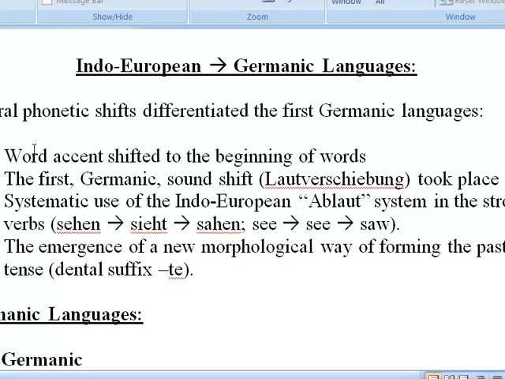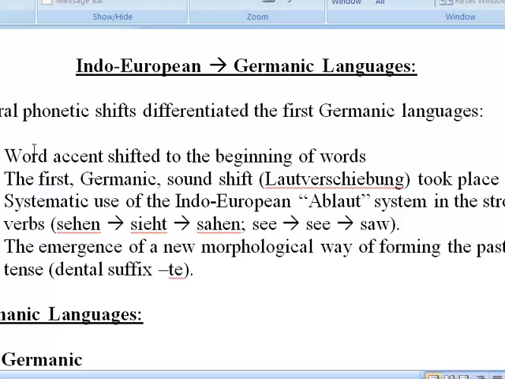And so in German, we have sehen, that's the infinitive. Sieht is the third person singular present tense. And then the past tense form is sahen. So we have a stem vowel shift from sehen to sahen, just like in English, actually, where we have see and saw.